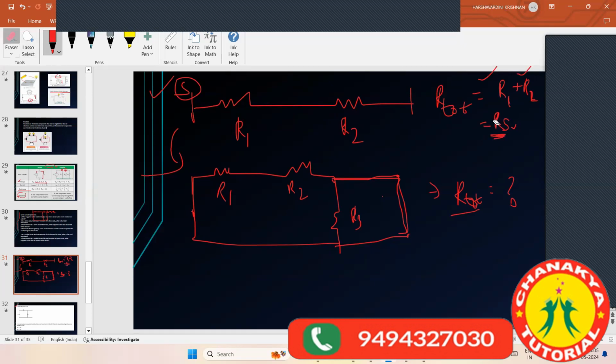RS is equal to R1 plus R2. Instead of R1 plus R2, I am just taking the resultant of R1 plus R2 as RS. So for example, if 2 ohms and 3 ohms are given, the answer will be 5 ohms. They have not given any numbers here, so if you add R1 plus R2, whatever the resultant is, I am taking it as RS. The symbol I am giving it is RS.